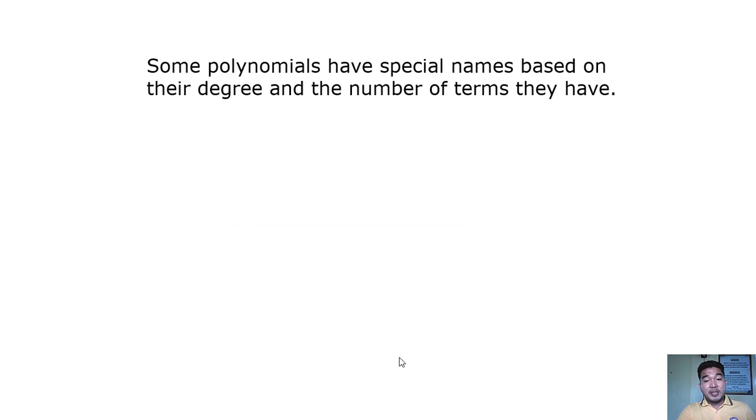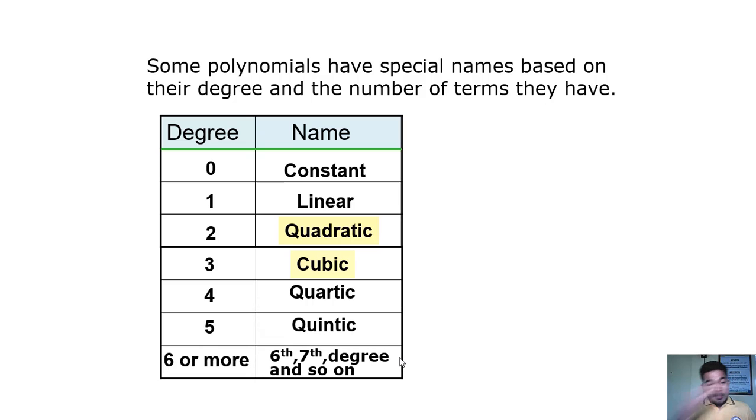Some polynomials have special names based on their degree and the number of terms they have. Merong mga special name, depende sa degree. Kapag 0 yung degree, constant na yun. Ito yung walang variable. Wala siyang variable na kasama. So that is the reason why the degree is equal to 0. And then, it is a linear polynomial kapag ang degree niya ay 1. Then if the degree is 2, that is quadratic. If the degree is 3, that's cubic. If the degree is 4, that's quartic. If it is 5, then that's quintic. Then if it is 6 or more, that's 6 degree, 7 degree, and so on.